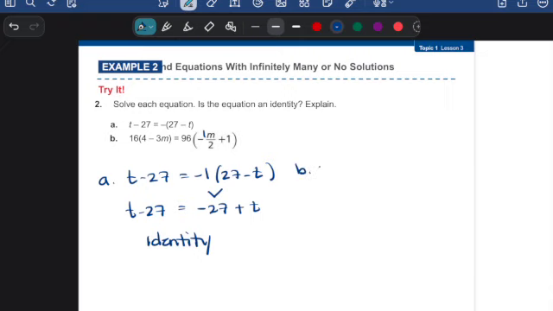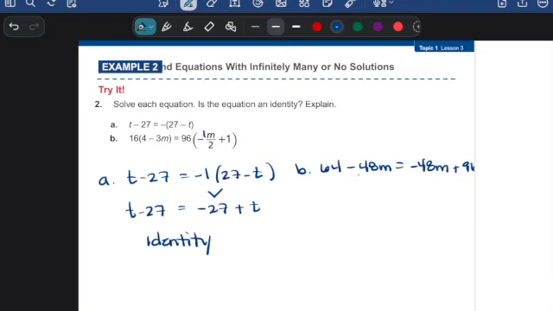16 times 4 is 64. 16 times negative 3m is negative 48m. Okay, and here, negative m over 2 is the same as negative 1/2 times m. So I'm multiplying 96 by negative 1/2. I'm just dividing it by 2. So 96 divided by negative 2 is negative 48m. And then 96 times 1 is 96.